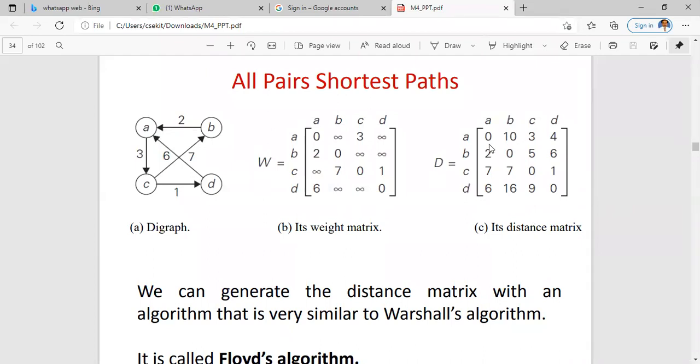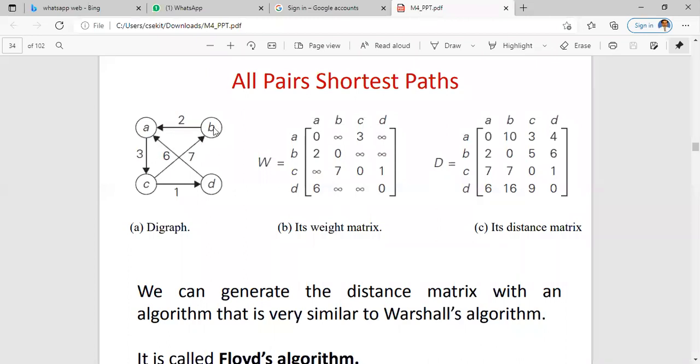Okay, so find the shortest path from A to A, it will be nothing. From A to B, what is the shortest path from A to B? You have to find the shortest path from A to B. Okay, so A to C 3, C to B it's 7. That is 3 plus 7, so it is 10. Okay, come for A to C, it is 3. Come for A to D, it is 3 plus 1, that is 4.